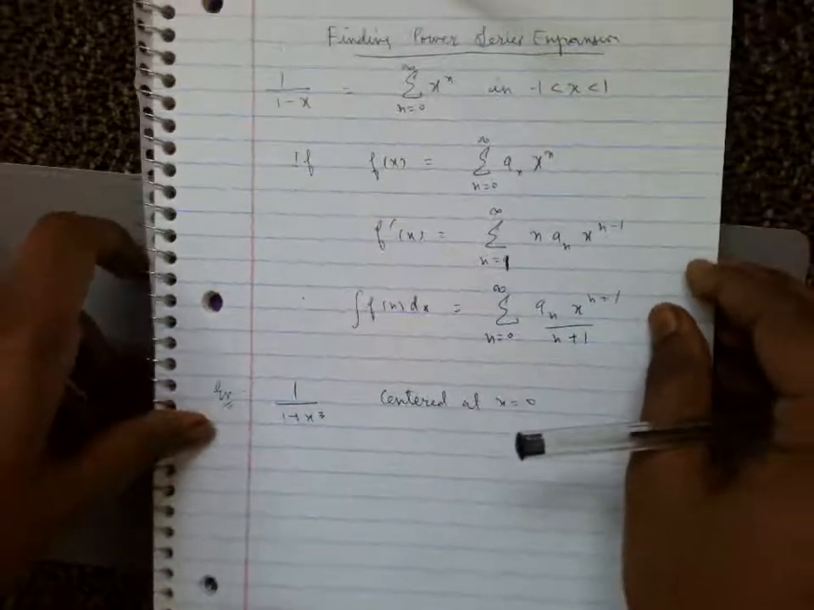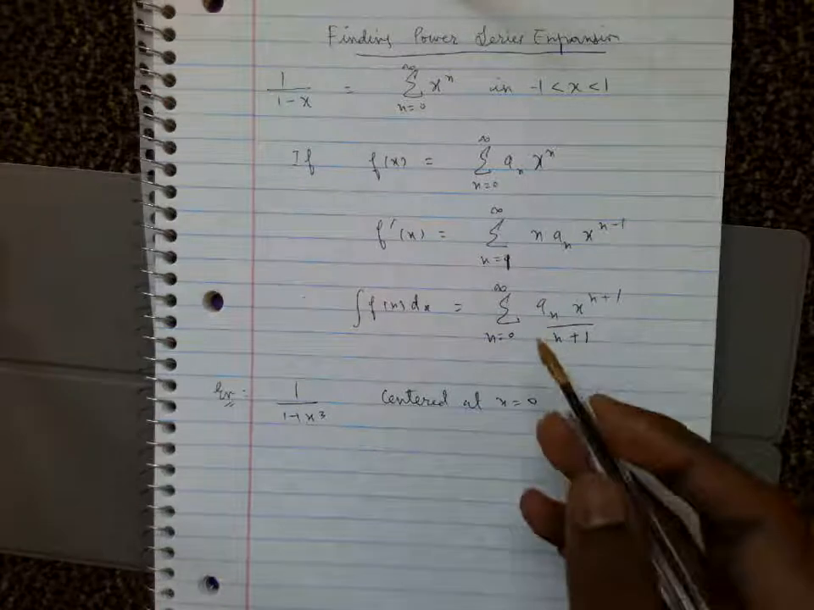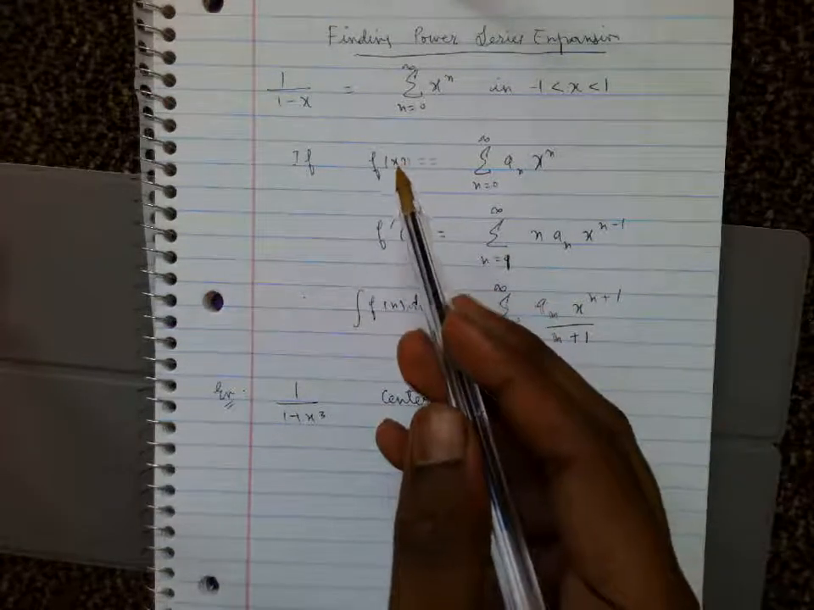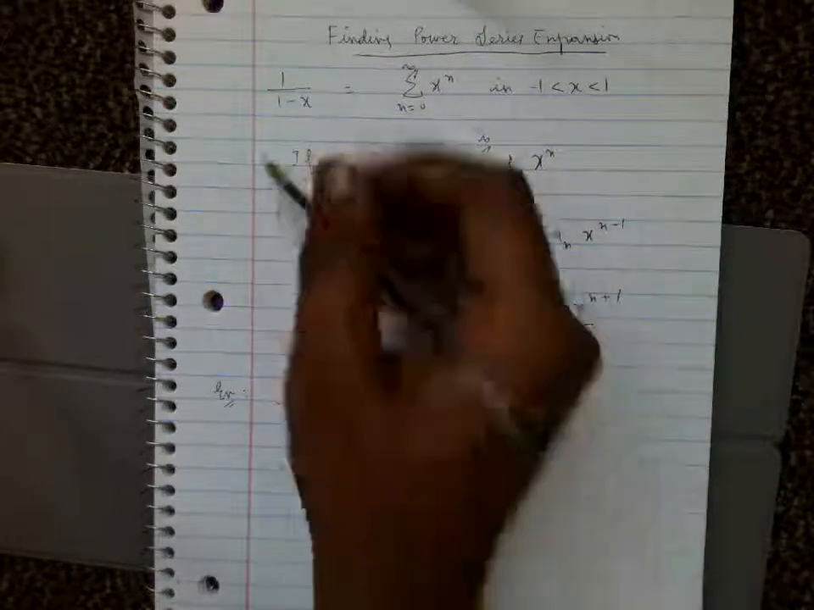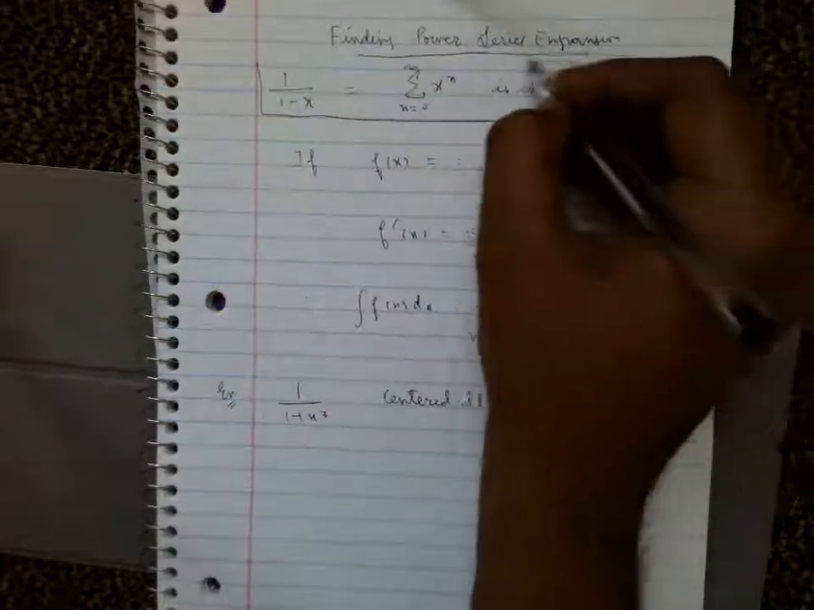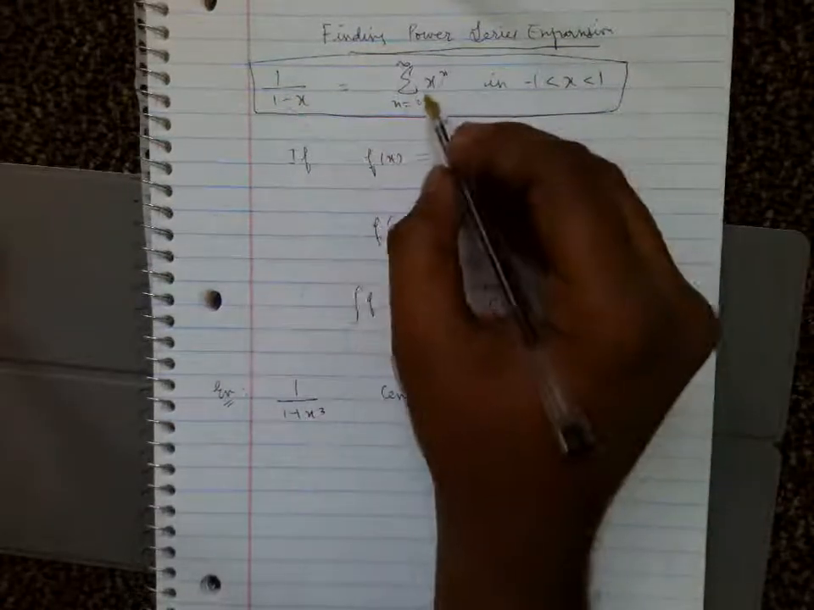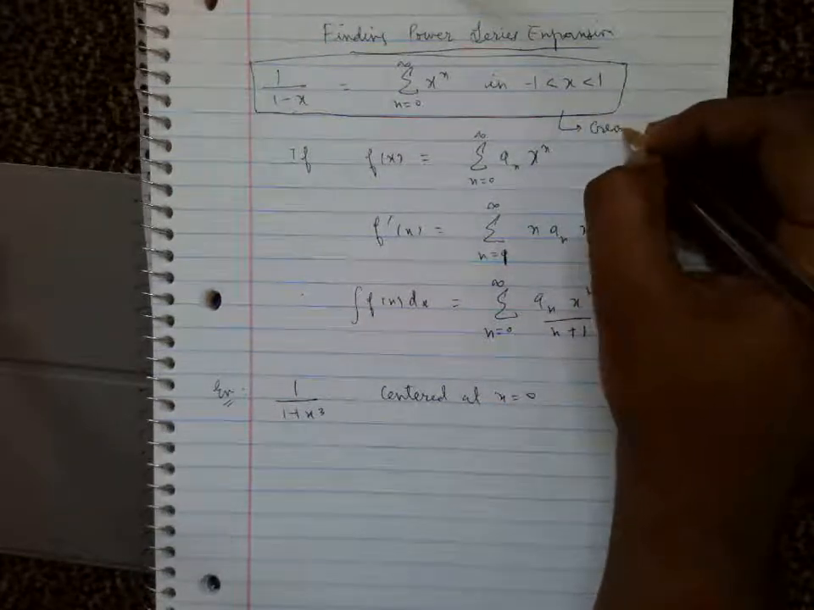So now we move to a new topic, finding power series expansion. The point of this topic is that if you have a function and you want to find its power series expansion, for that we need this fact that the power series expansion of 1 by 1 minus x is summation x to the power n, which is just the geometric series result.